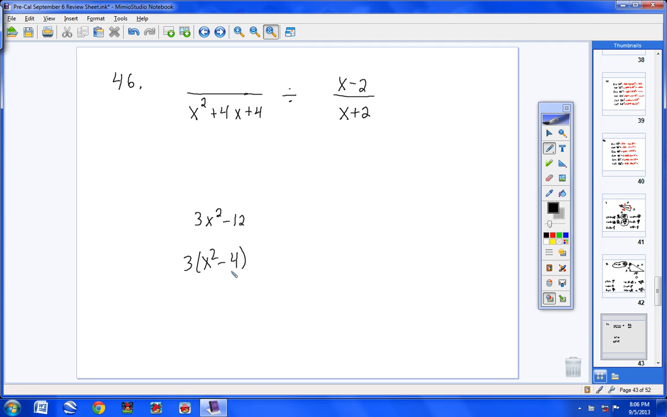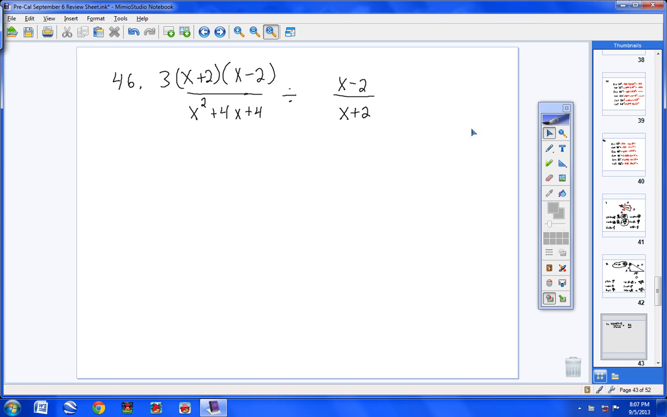Then you notice you know the square root of both of these. One's positive, one's negative. So we put two little parentheses, and we're going to write x plus 2, x minus 2. And there, we have factored the numerator. Let's go ahead and write that up here. And now let's move on to the denominator and see if we can't factor that.